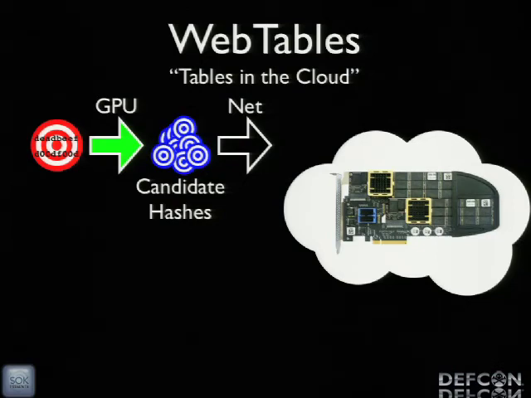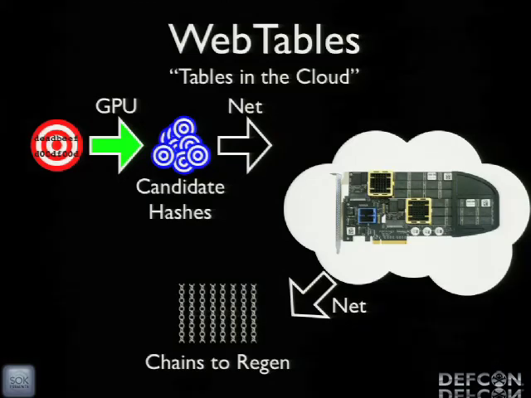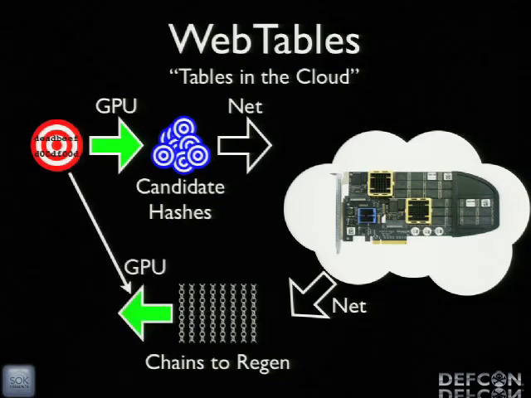And you don't have to download the tables. So once your candidate hashes get sent to the solid-state drive in the cloud, it does the table search and gives you back the chains that you need to regenerate. Now, you run these through your processing device again, which does require knowledge of the target hash. You have to know what you're looking for. And out pops a really good password that we have, again, trained users to do.